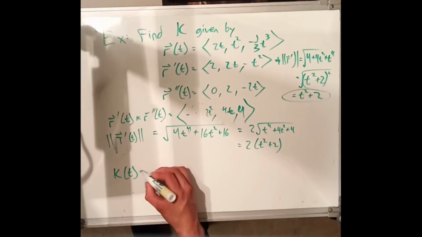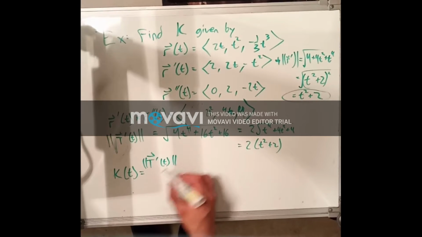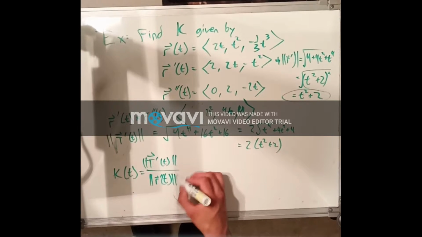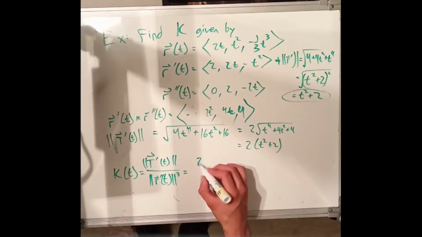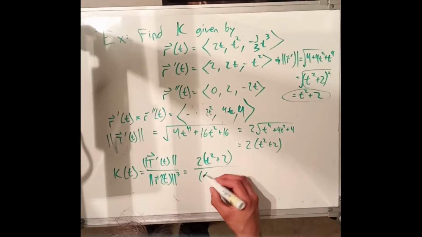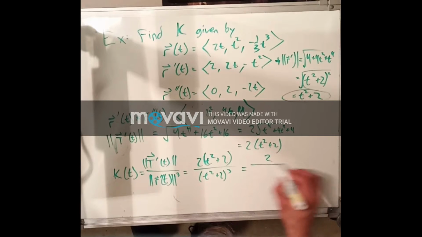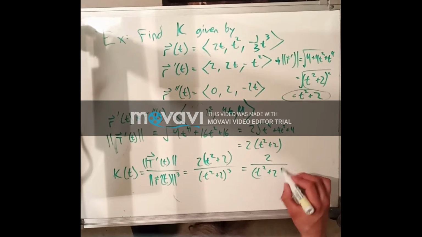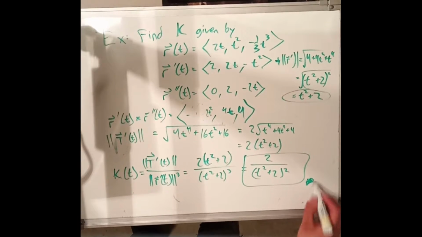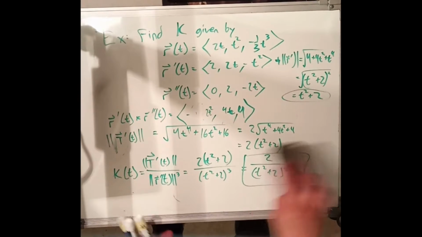K of t is given by what we have found earlier: the norm of the cross product divided by the norm of r prime of t cubed, which is given by 2 times t squared plus 2 over t squared plus 2 cubed. As we can see, this is equal to 2 over t squared plus 2 squared at any point t on the curve.